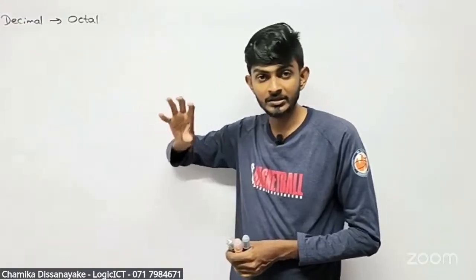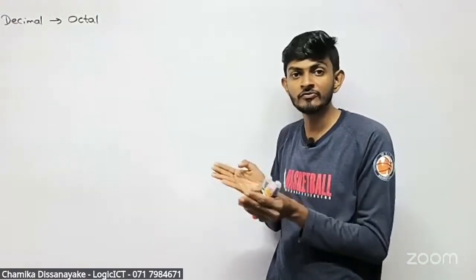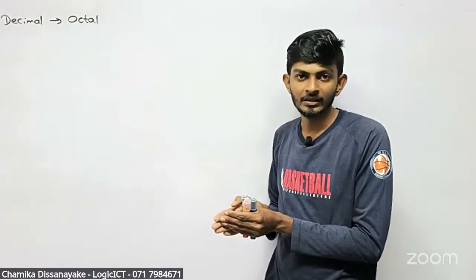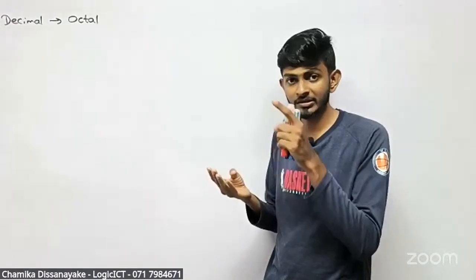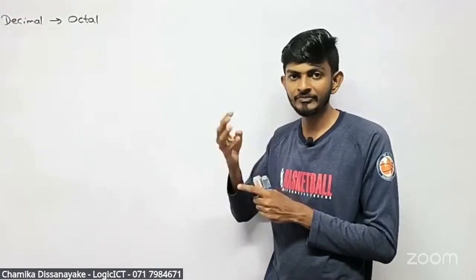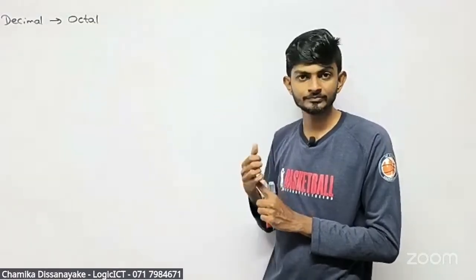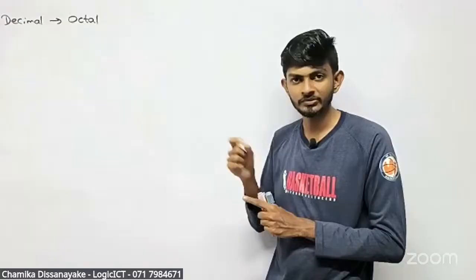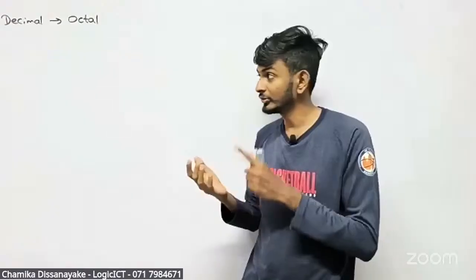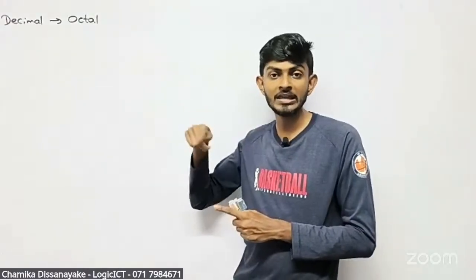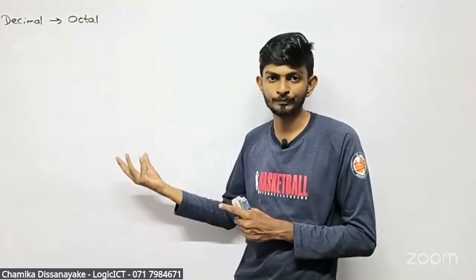That method is going to be used when we are converting decimal numbers into any other base. For binary conversion, we divide the decimal number by 2 and keep the remainders. When we convert a decimal number to octal, you know octal means base 8, that means we divide the decimal number by 8 and keep the remainders until it gets to 0.